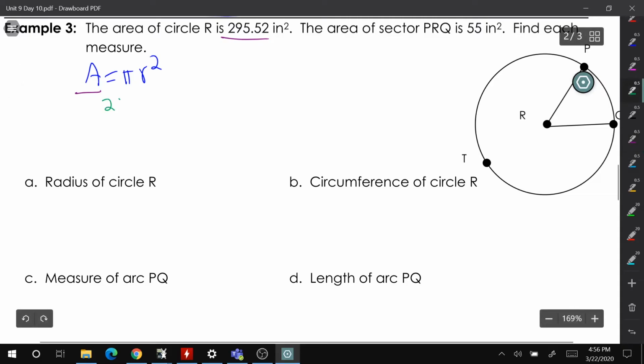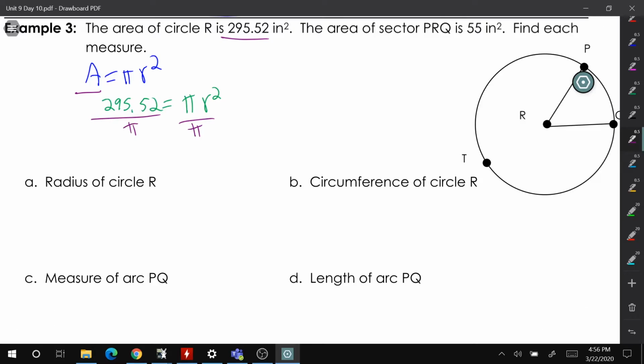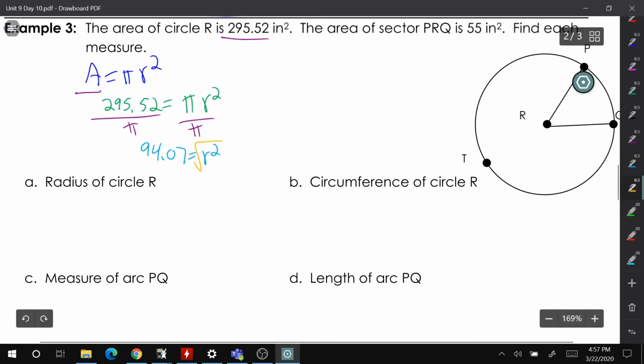295.52 equals pi times the radius squared. Remember, we divide both sides by pi, and that will give us 94.07. So we get 94.07 equals r squared. And then when we square root both sides, r will equal 9.7. So 9.7 equals r.